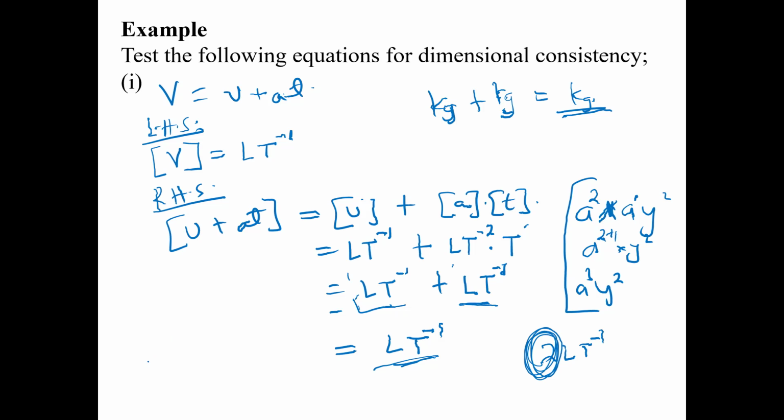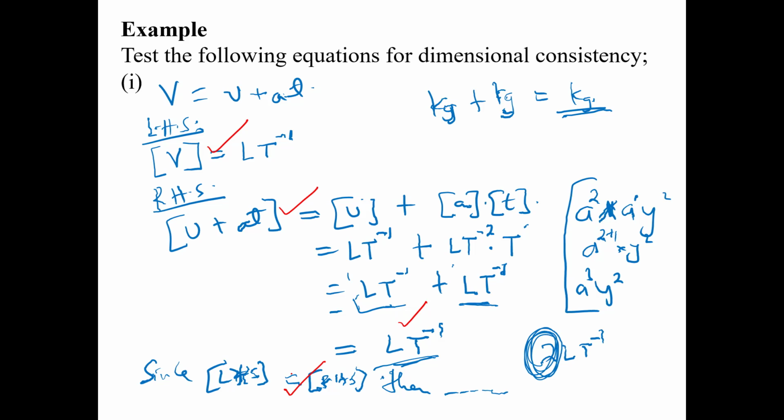So we can then come to a conclusion and say that since the dimensions on the left-hand side are equal to the dimensions on the right-hand side, then the equation is dimensionally consistent. Now, when they're marking your work, they'll be looking at this, the left-hand side, they'll be looking at this on the right-hand side, and of course, you simplify that to this, and then finally, to the conclusion.